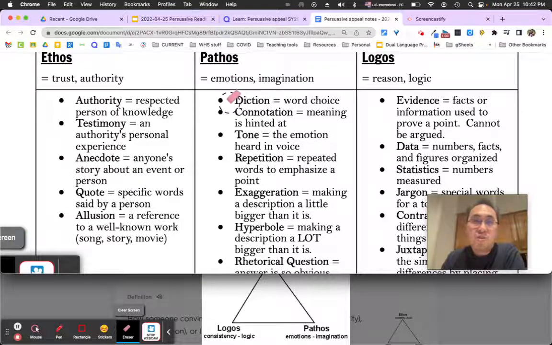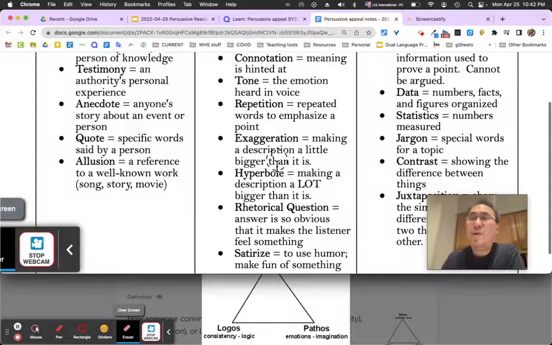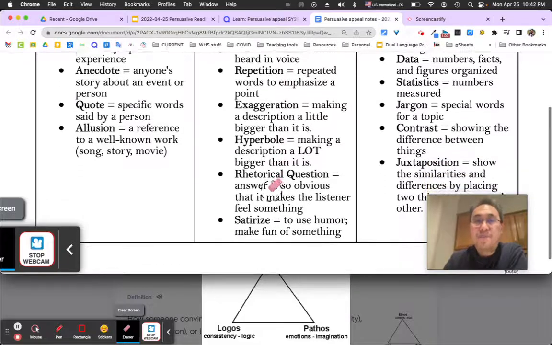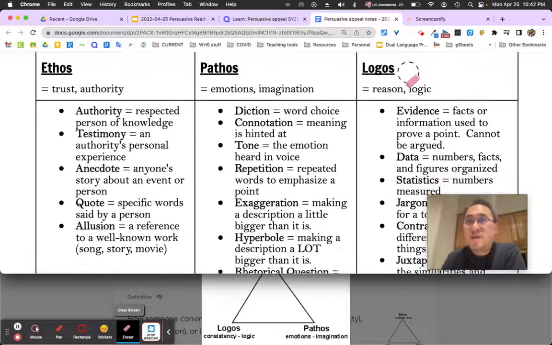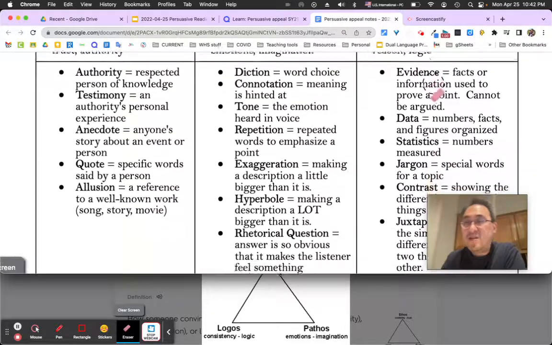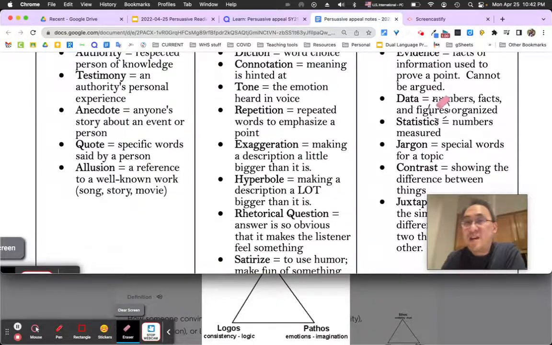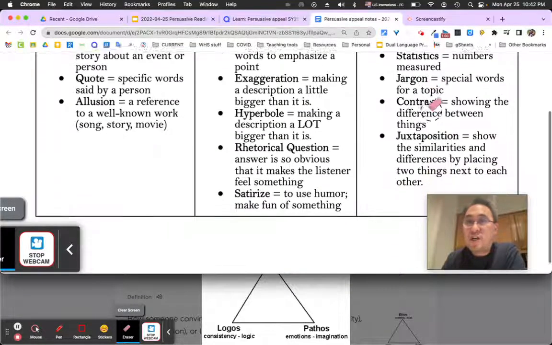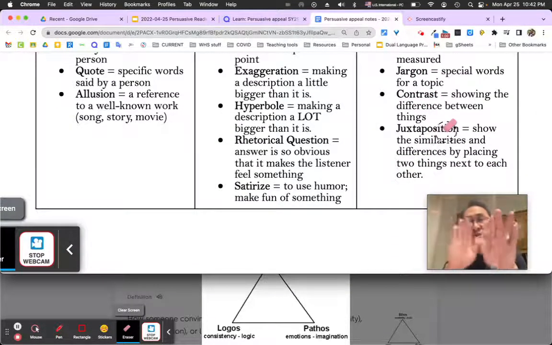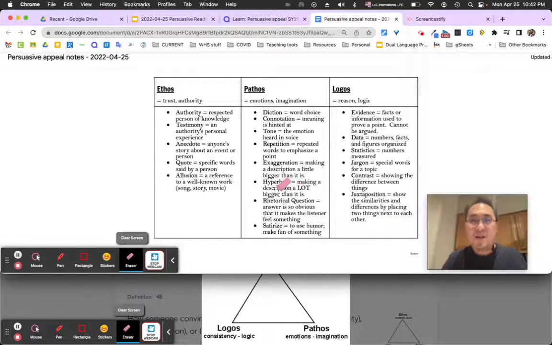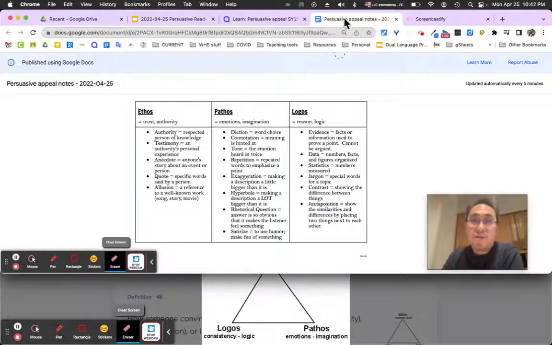Pathos then is our emotions. Word choice changes that. How we talk about things, how we say things, can make people feel angry or sad or scared or laugh. You know, haha, that's kind of funny. Logos is our reason and logic. We look at evidence, a lot of scientific things, data, special big words, jargon. In contrast or juxtaposition, putting two things side by side to tell me what's the difference between those two things. Okay, so those are our notes from yesterday, and you can access those as well.